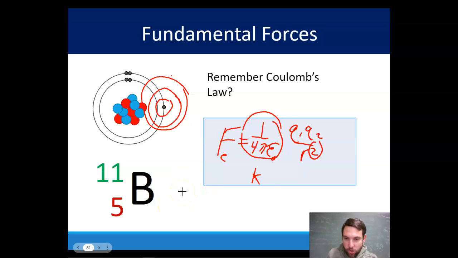Remember that opposite charges attract. So if this is an electron and a proton, then we would have a negative force. If they are the same, like charges will repel. So this is negative and negative. Then our force becomes positive because it's pushing us away.